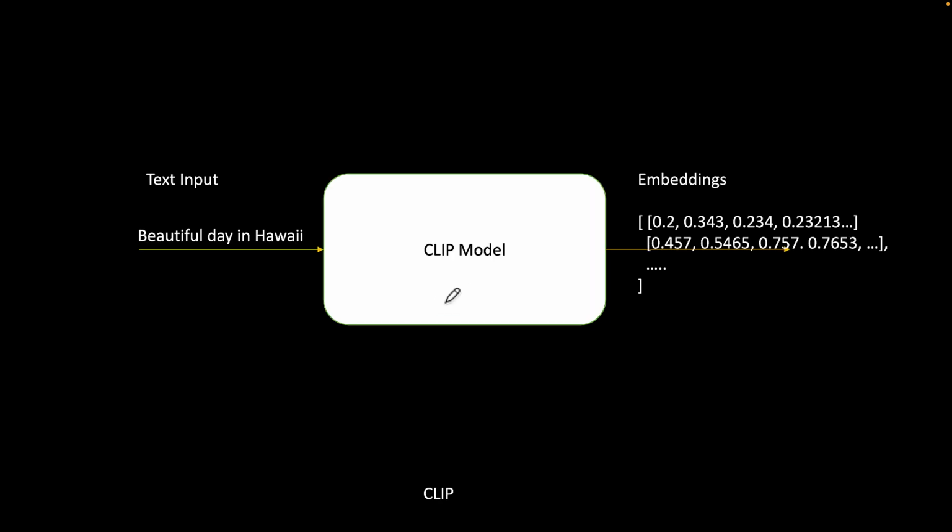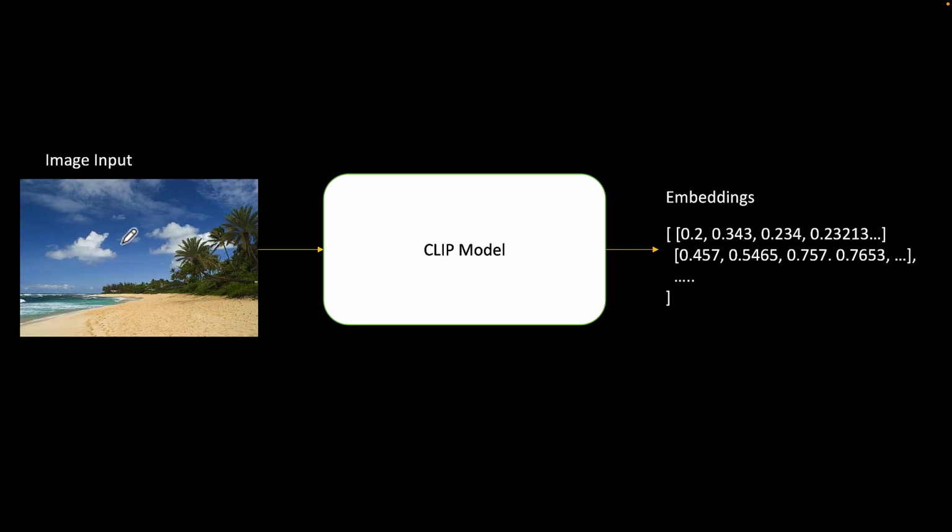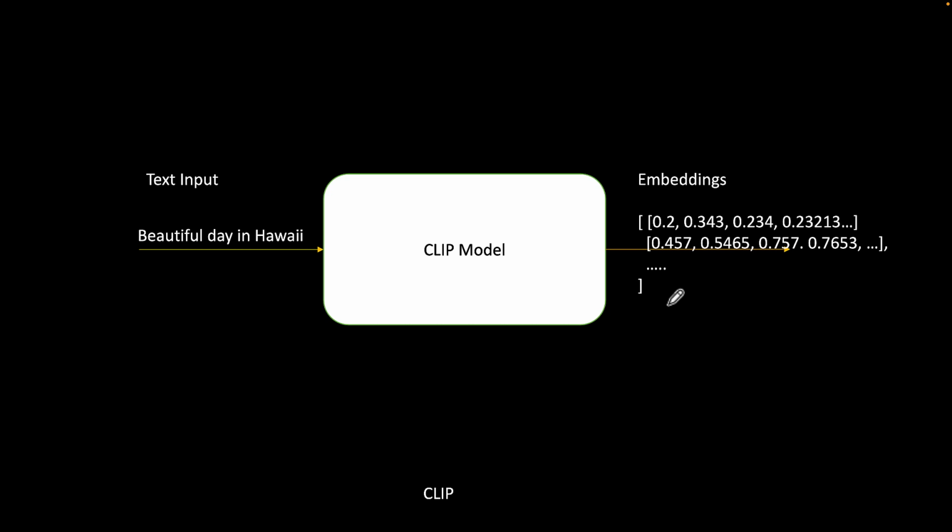Let's also talk a little bit more about the CLIP model. The job of the CLIP model is to generate embeddings for a text as well as an image which are in the same embedding space. So here's an example. We have a text input, beautiful day in Hawaii. When it passes through the CLIP model, it generates a set of embeddings, right? Similarly, if you pass an image to the CLIP model, it can also generate a set of embeddings. So the output of the CLIP model remains the same, it's always embeddings. Now in this case, this image resembles a beautiful day in Hawaii, so the embeddings that the CLIP model generates are very close to these embeddings, because both of them semantically mean the same thing, right?